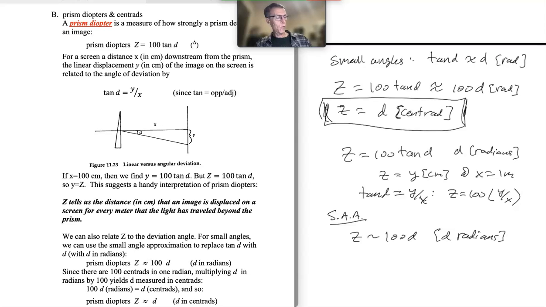And in the small angle approximation, d is approximately equal to y over x, which basically leads to the same result as we have up above, just another way of calculating it. And then finally, we can say that z is related to d if you measure d in centirads. All right, so there's a variety of ways of working with the prism power, and it's handy to know each of them and where to use them.